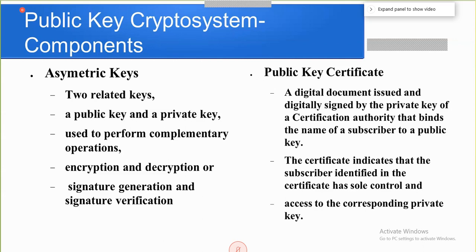It is a digital document issued and digitally signed by the private key of the certification authority that binds the name of a subscriber to a public key. This tells us this is the public key of that particular participant, and that it is certified by a certificate authority. So the certificate indicates that the subscriber identified in the certificate has sole control and access to the corresponding private key. That is, his private key is accessible only to that particular party.